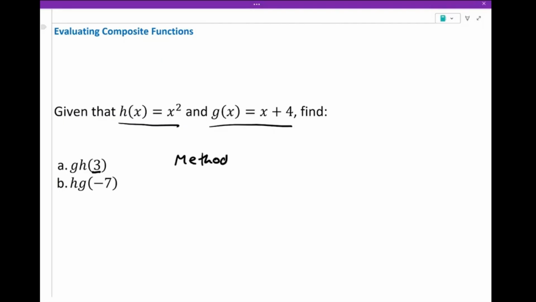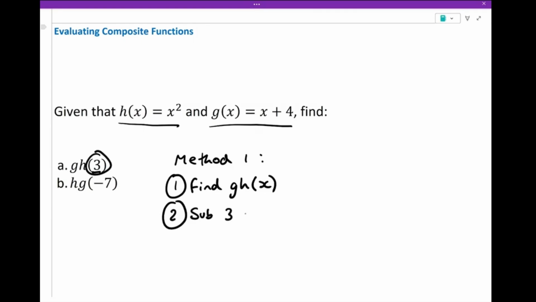So method 1 involves finding the composite function gh(x) as our step 1. So we're going to find gh of x. And then once we found that, we're going to substitute the value 3 into our function gh of x. So we are going to sub 3 into gh of x. Okay, so this is method 1. So let's start with finding gh of x. So step 1, we're going to write gh of x.